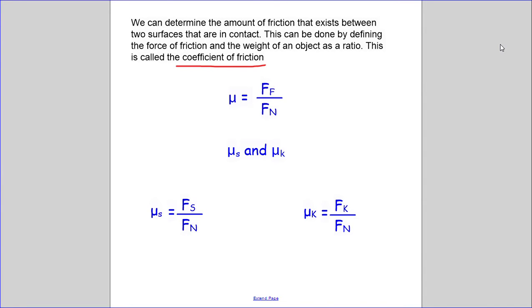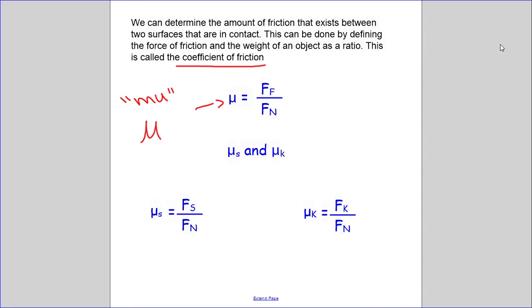Now this coefficient of friction looks like the letter U, but it has two little tails coming off of it. It's a Greek symbol, said as mu. The Greek letter mu really just looks like a U with two tails coming off of it. Its ratio is the force of friction divided by the normal force.